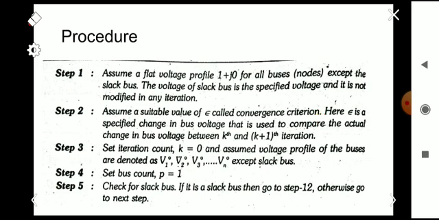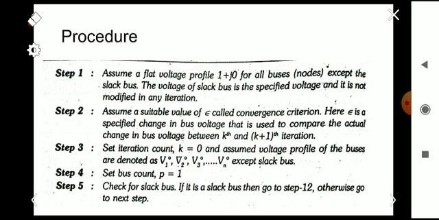That is, I have said that all the bus voltages should be within a certain limit. By doing a number of iterations, we will find the change in voltages, and if it is within the convergence criterion, we can stop the iteration. Here epsilon is a specified change in the bus voltage that is used to compare the actual change in bus voltage between the kth and k plus 1 iteration. That is, between the first and second iteration we will calculate the voltage change, and if it is less than the value of epsilon, we can stop the iteration.